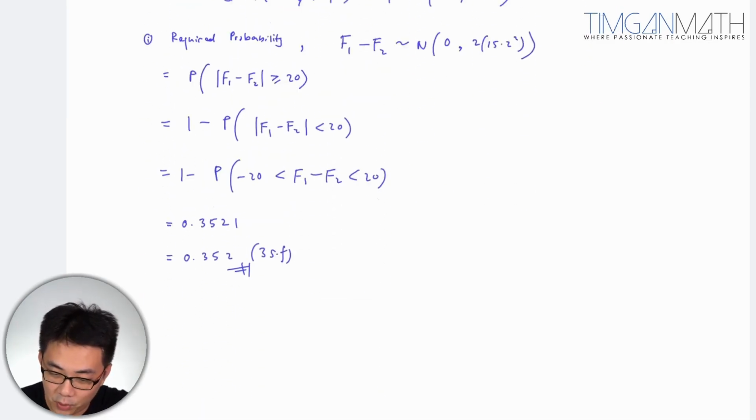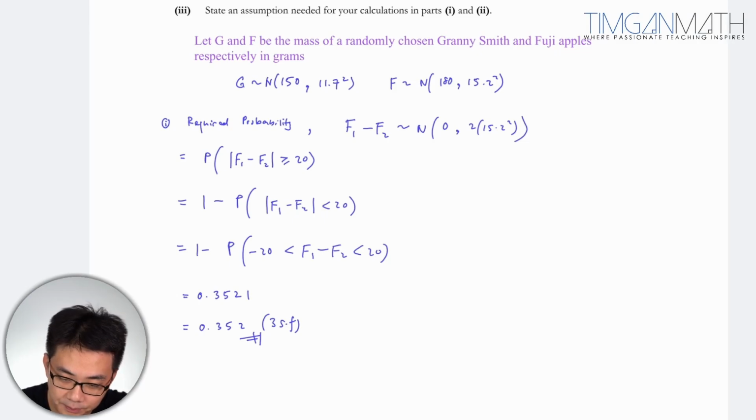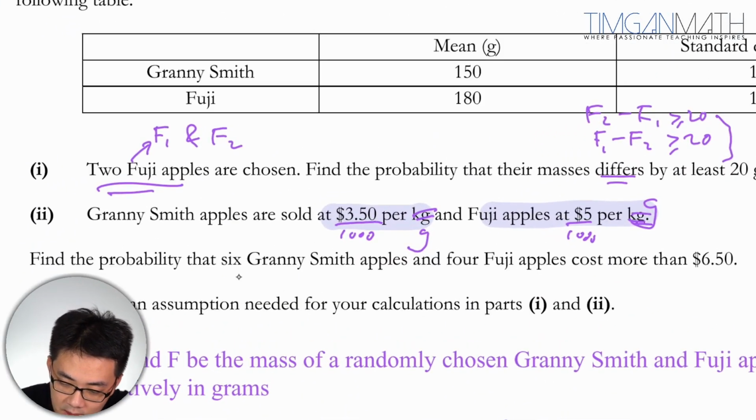Now the probability of you taking 6 Granny Smiths, so it's G1 plus G2 plus G3 plus all the way to G6, right?